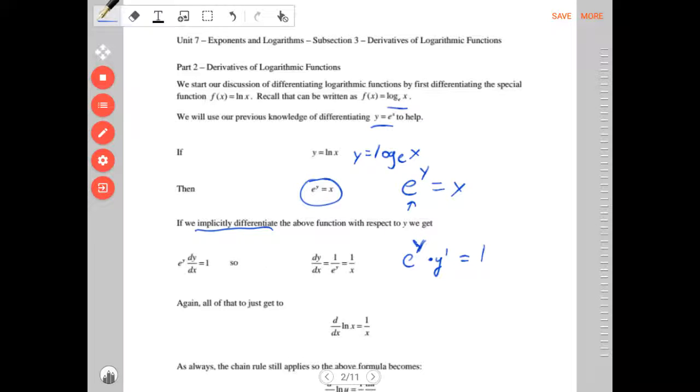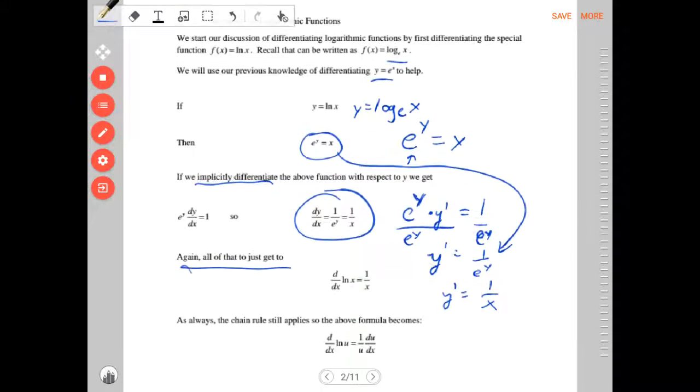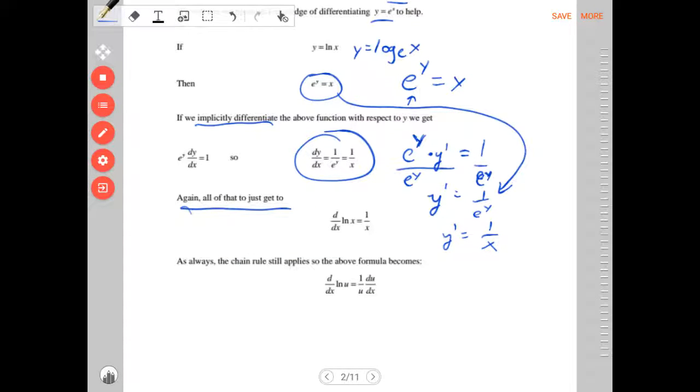Well, easy enough. Then we divide by e to the y. So then y prime is equal to 1 over e to the y. Now if we look back up here, e to the y was x. So then y prime is just 1 over x. Awesome. So dy dx, or y prime, is equal to 1 over x. So again, all of that long work to just get that the derivative of ln x is 1 over x.